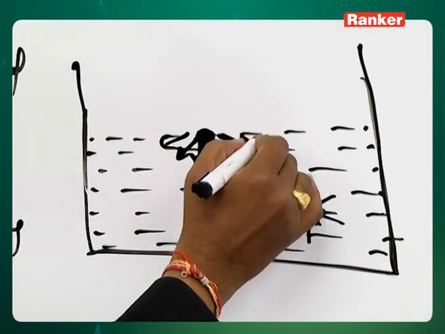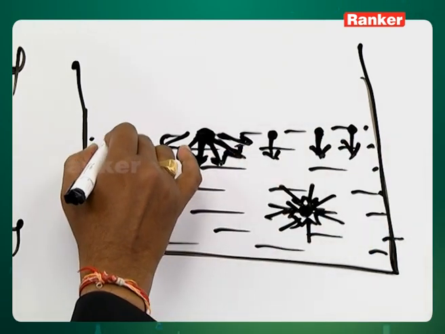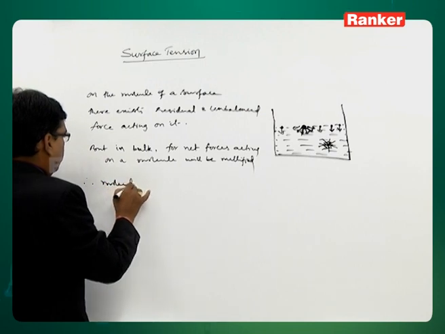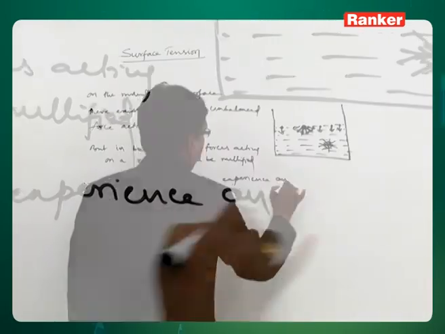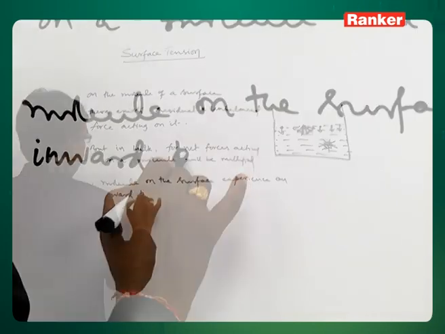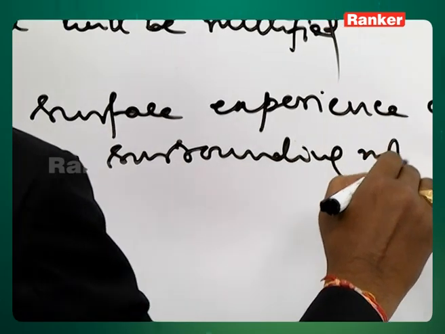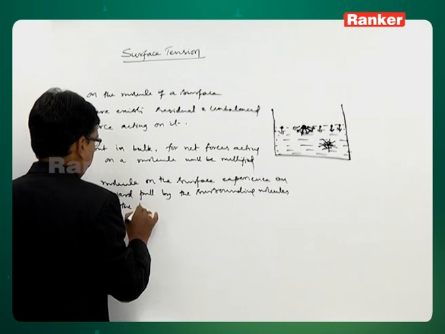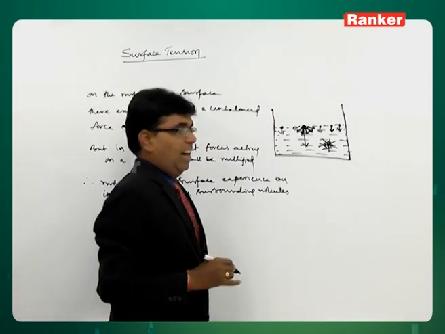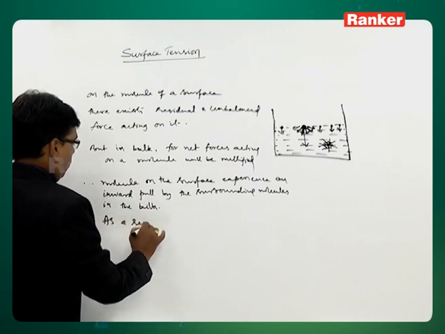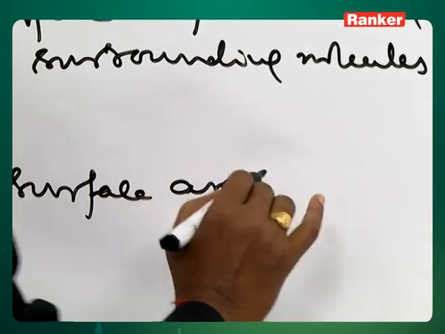As a result, this molecule is pulled inwards. All the molecules on the surface are always pulled inwards. Therefore, the molecule on the surface experiences an inward pull by the surrounding molecules in the bulk. So it experiences an overall inward pull. As a result, what happens? The surface area tends to decrease.